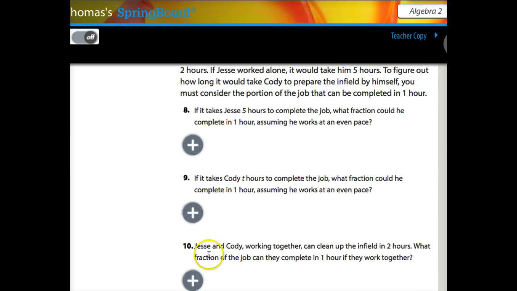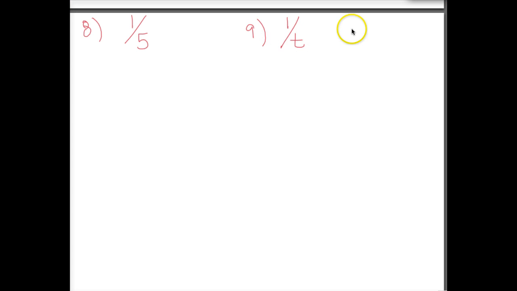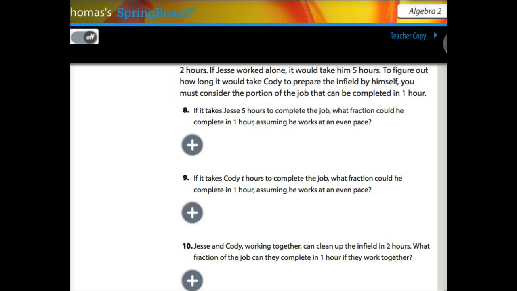Number 10, Jesse and Cody working together can clean up the infield in 2 hours. What fraction of the job can they complete in 1 hour if they work together? So again, very similar to 8 and 9. Together it takes them 2 hours to do the whole thing, which means, hopefully you've already answered this yourself, that they complete 1/2 of it in 1 hour. If they only have 1 hour, they're going to get half of it done.